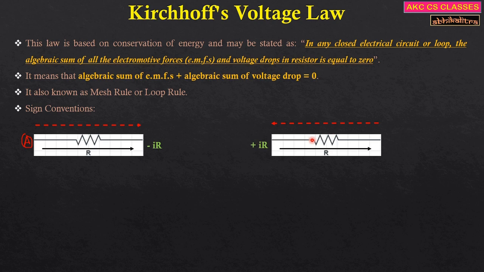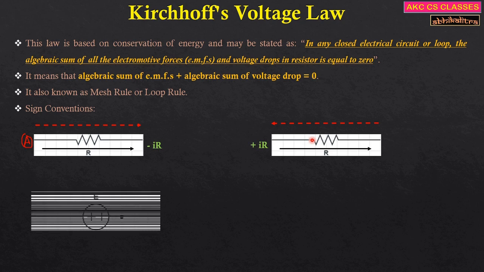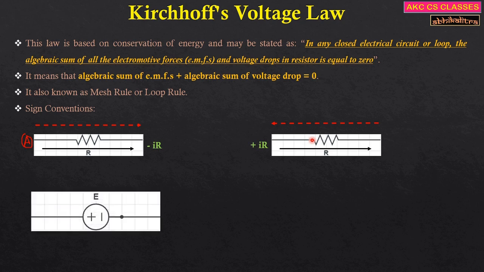Now what if we encounter a voltage source? If we encounter a voltage source or an EMF, and we are moving from this side to this side of the battery, that is, from the positive plate to the negative plate, then there will be a drop in the potential at this particular point. So obviously we are going to take it as minus E, right?